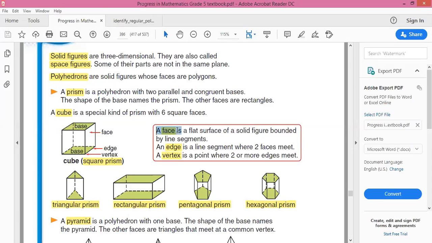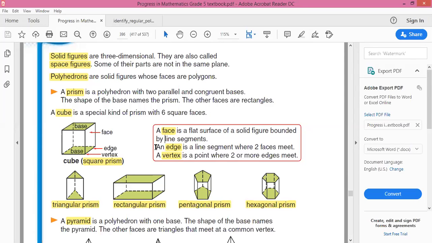I will tell you about it. First of all, a face. What is a face? A face is a side. In a cube, how many faces are there? How many sides are there in a cube? 6 sides. Very good. One up, one down, one to the right, one to the left, one to the front, and one to the back. There are total 6 sides, and we call each a face. So there are total 6 faces. A face is a flat surface of a solid figure bounded by line segments.